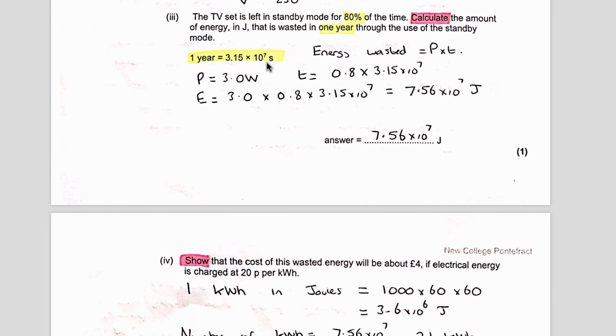And so energy is just power times time. So it's this 3 watts multiplied by this time here, which is all of this here. And if you do that, you get 7.56 times 10 to the 7 joules. So that's how much energy is wasted. And for doing all of that, you just get 1 mark for the correct answer.